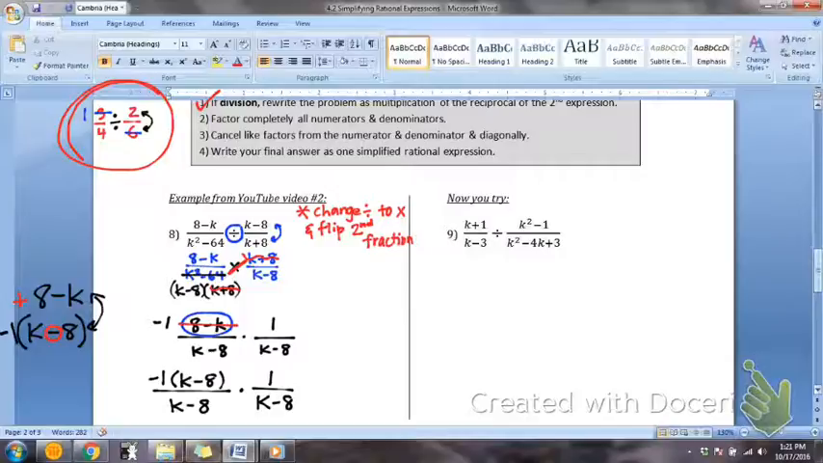Let's think through this. What happens when I distribute a negative 1 here? That k becomes what? Negative. And isn't the k up here negative? And then what happens when I distribute a negative 1 to a positive 8? It comes out to be positive, which is what I had up here. All right? So this is the same thing as what I had up there. I just put a negative 1. I factored out a negative 1. Now I have a k minus 8 that I can cancel.